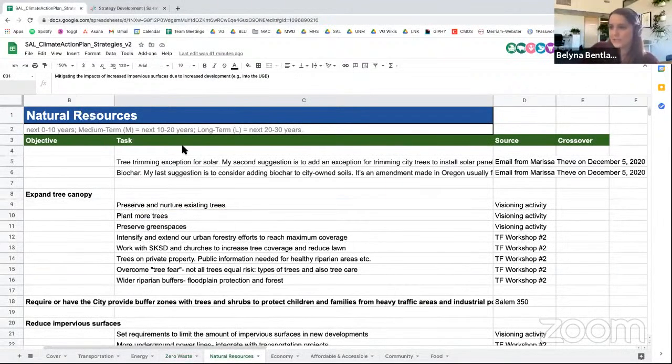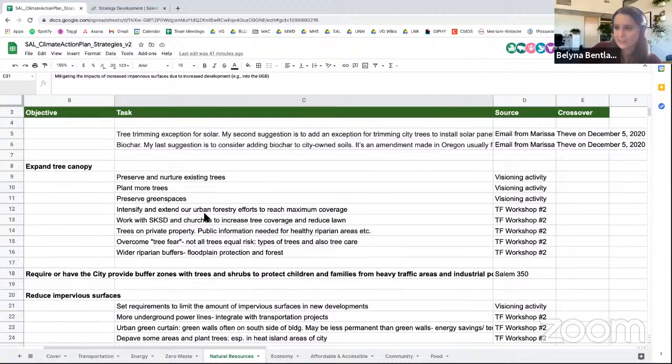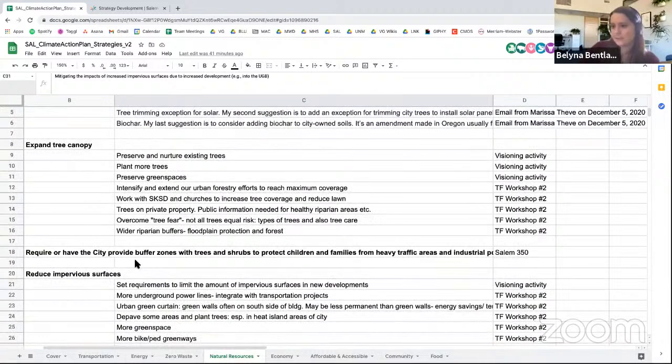And then over to natural resources, we have a couple of uncategorized strategies up here. There's an idea about tree trimming exemptions for solar panels, adding biochar as a soil amendment to city soils, expanding the tree canopy. So again, this is another area where if and when trees are planted throughout the city, focusing first on areas that are most in need of increased tree presence.